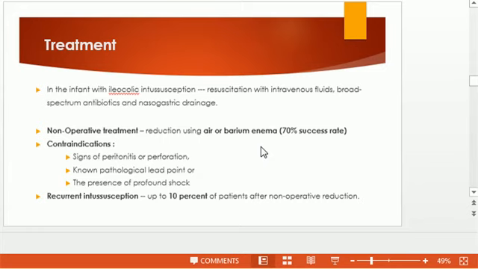Now, recurrent intussusception. When we do non-operative reduction, in up to 10% of patients after non-operative treatment there are chances of recurrent intussusception. So 10% of cases after non-operative reduction will have recurrent intussusception. This effect must be kept in mind.